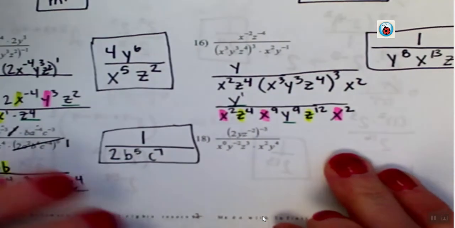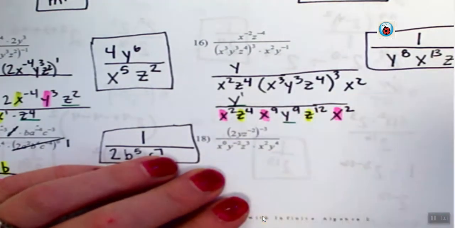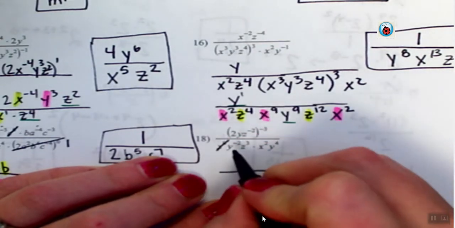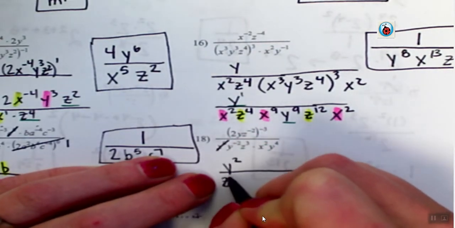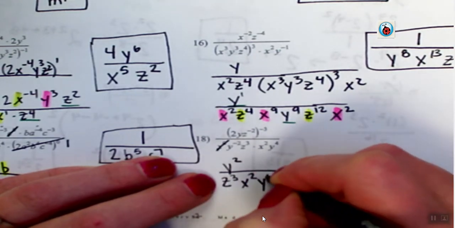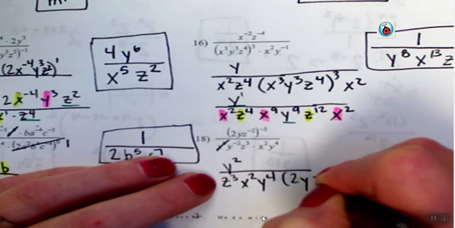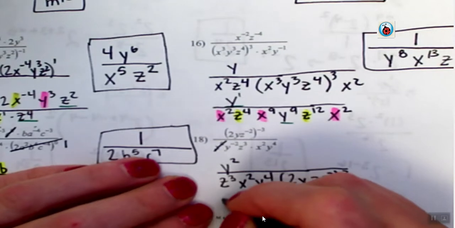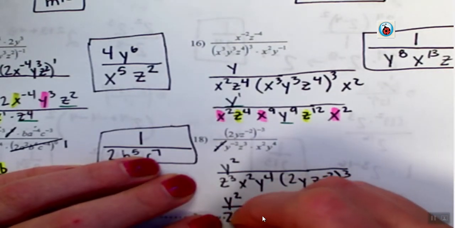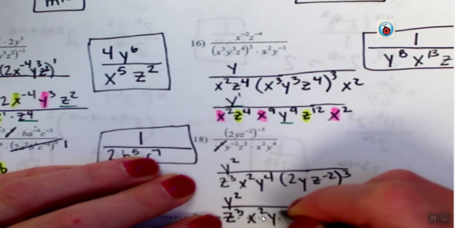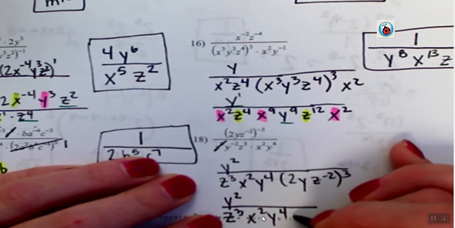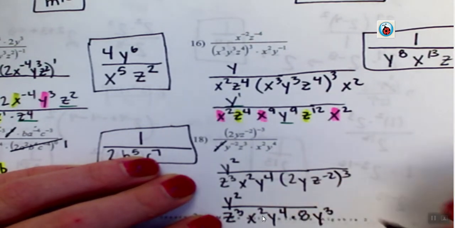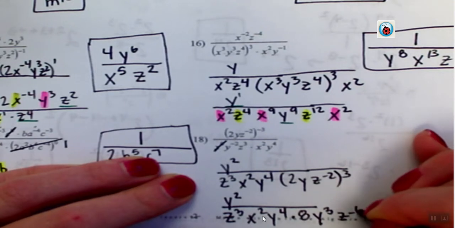Okay, so the next one. I see 1, 2, 3 negative exponents. So I'm going to deal with, and a 1. Okay, let's move this. Okay, and then let's move the whole grouping. Okay, now I'm going to distribute. Okay, 2 cubed is 8. Y cubed, notice both the number and the variable are cubed. Z to the negative 6.